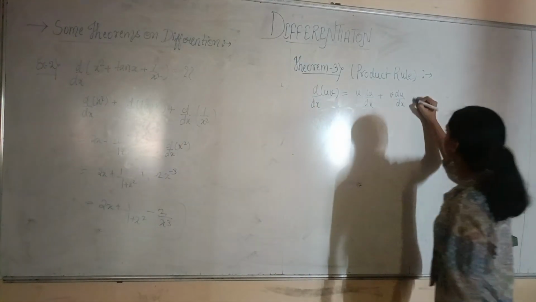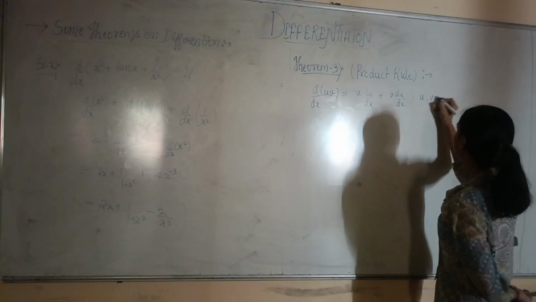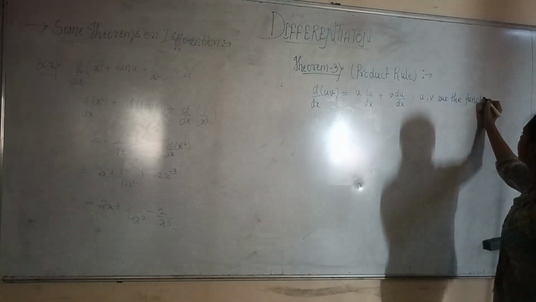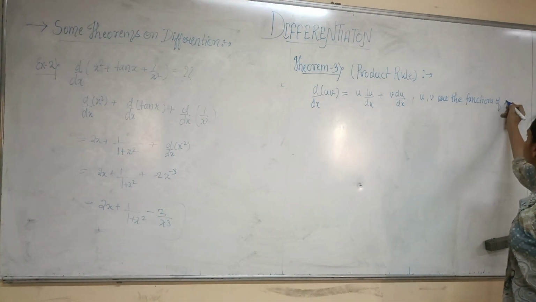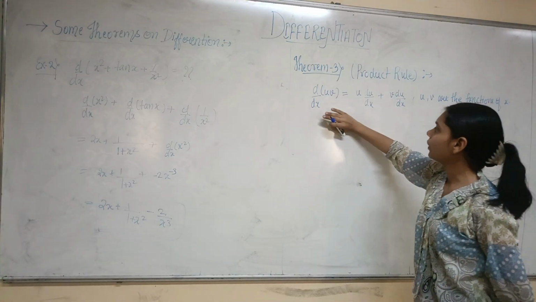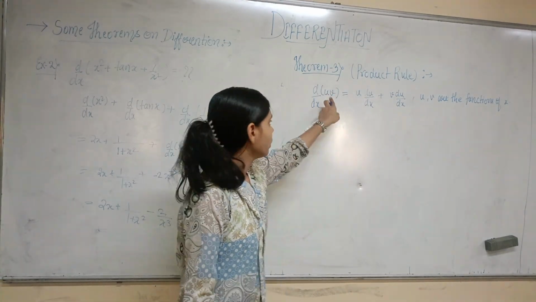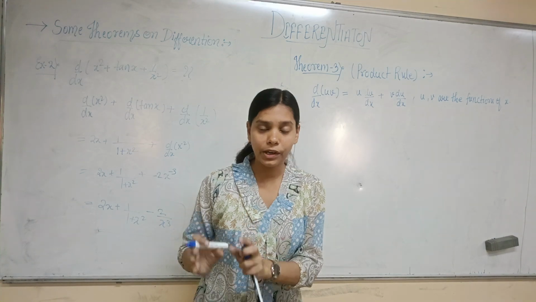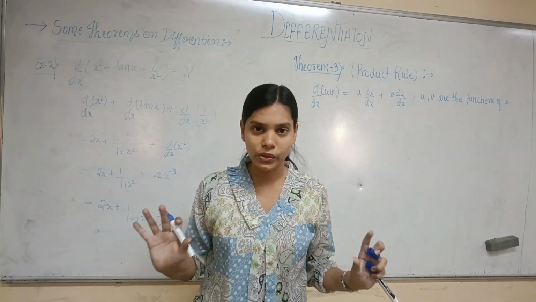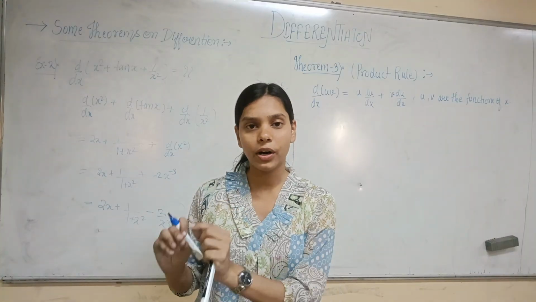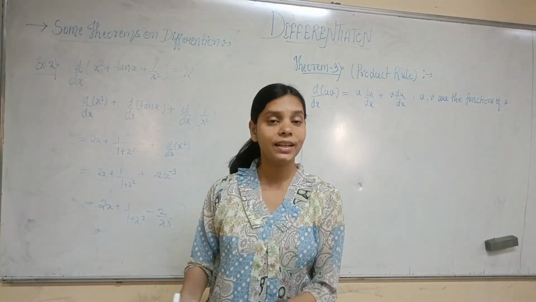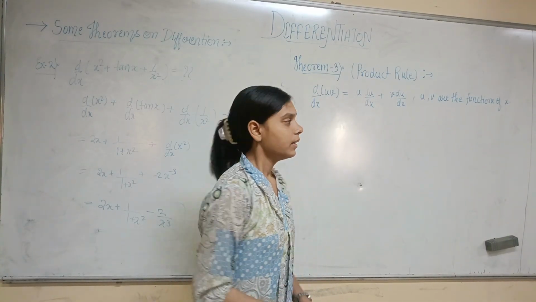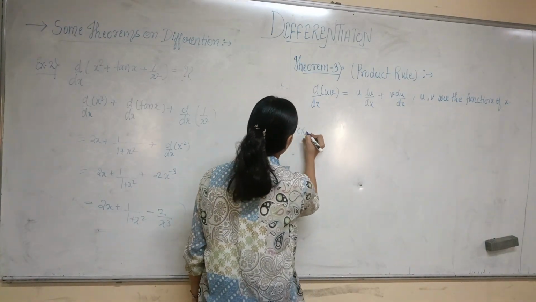Now the most important thing is that u and v are functions of x. So this is the way of learning. u and v are in product, that's why it is called the product rule. If we take d/dx of uv, where u and v are functions of x only, then the product rule says: first function into differentiation of second function, plus second function into differentiation of first function. Now let us take an example based on this theorem.